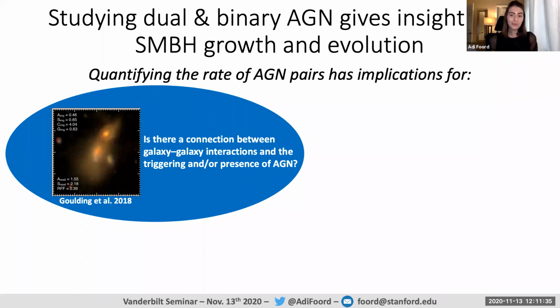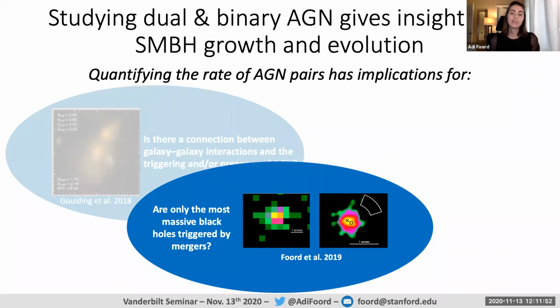And then just in general, finding more dual AGN can help answer longstanding questions, such as whether galaxy mergers trigger accretion onto supermassive black holes. And here, observational evidence remains inconclusive to date. On top of this, it's been shown in simulations that only the most massive supermassive black holes are triggered by mergers, whereas less massive black holes are instead triggered by intrinsic processes. And this is a figure taken from one of my projects where I analyzed the lowest mass dual AGN candidate to date.